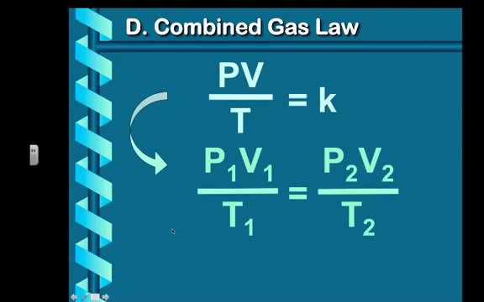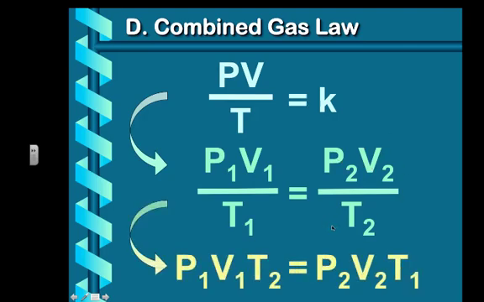This is called the combined gas law. Okay, so the initial pressure multiplied by the initial volume divided by the initial temperature is equal to the final pressure times the final volume divided by the final temperature. I don't like working with this equation. That's why I always rewrite it to look like this. This is much easier to work with. So if you know this one equation right here, you know enough information to solve for any of the gas law problems.